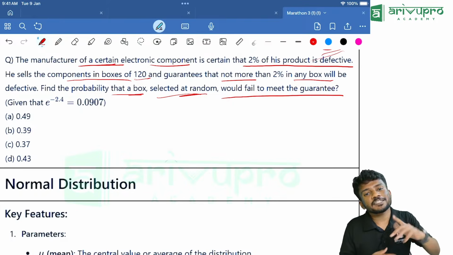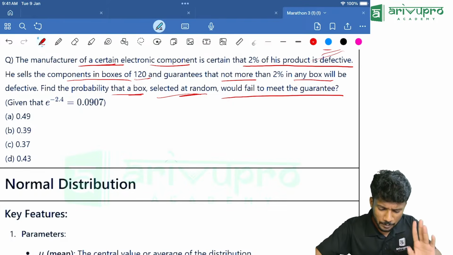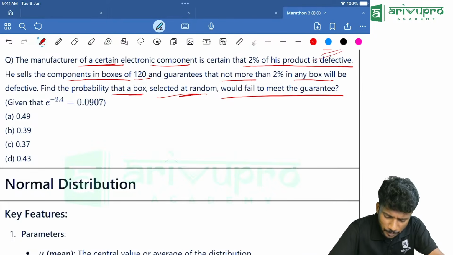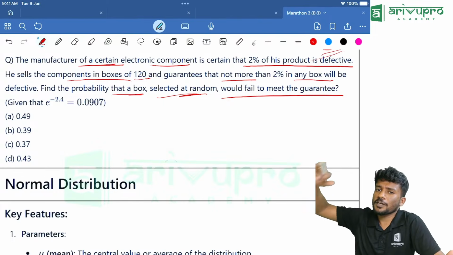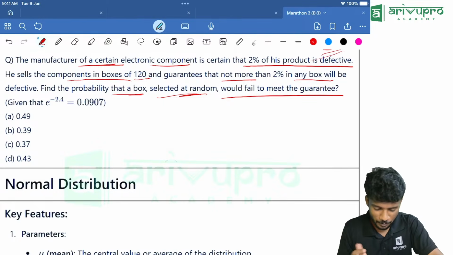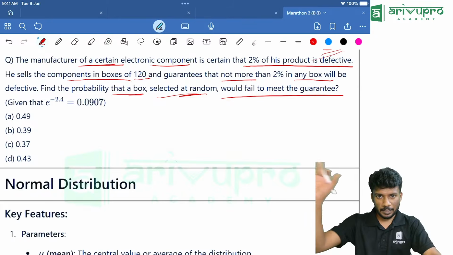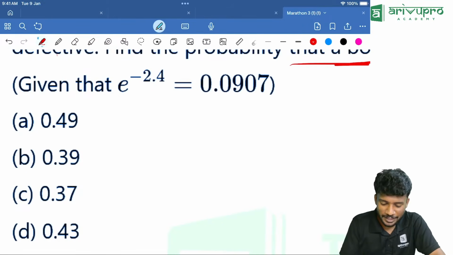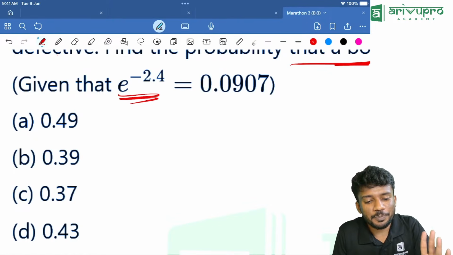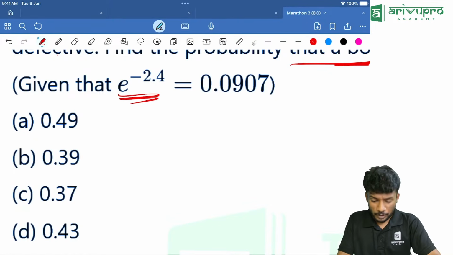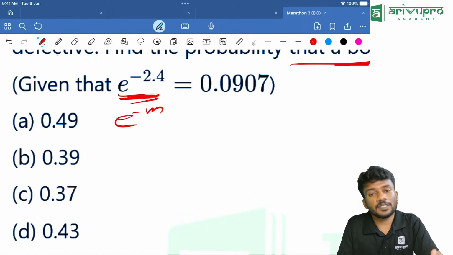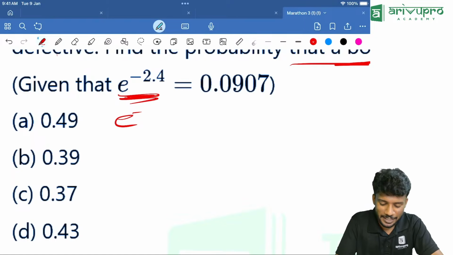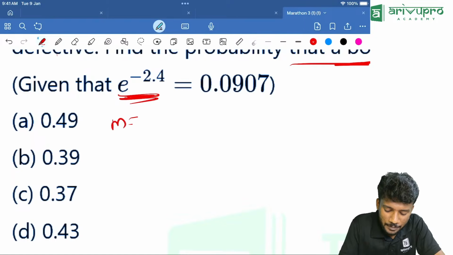That means we need to find the complement. Now some people will ask me a question: Sir, how to judge whether it is a question based on Poisson distribution or a binomial distribution? People, one of the easiest tips I'll tell you: in Poisson distribution, 99.9% of the questions will give you the e raised to minus m value. From this itself, we will get to know that it is a question based on a Poisson distribution.